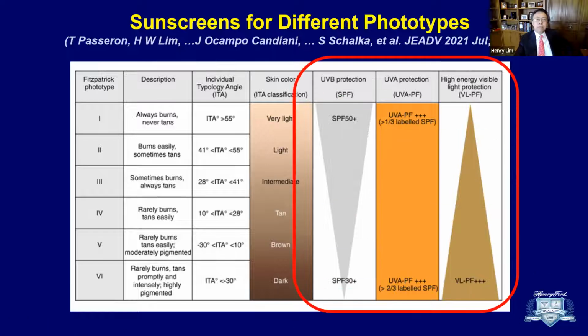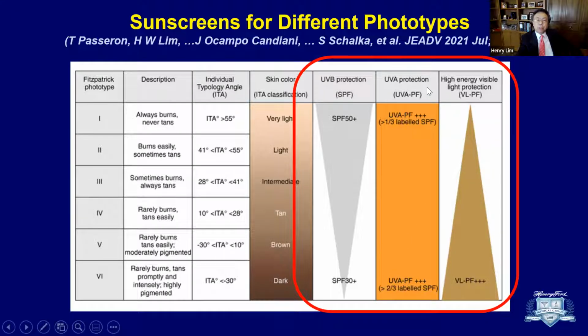What I want to highlight is the one in the red here. That is the UVB protection factor, which is reflected by the SPF, the sun protection factor. We know that fair skinned individuals get sunburned more commonly compared to dark skinned individuals. So we can recommend higher SPF for lighter skinned individuals, but for darker skinned individuals, we can recommend a lower SPF of 30 plus rather than 50 plus, because they get sunburned less likely. The probability is not zero, but it is less likely.